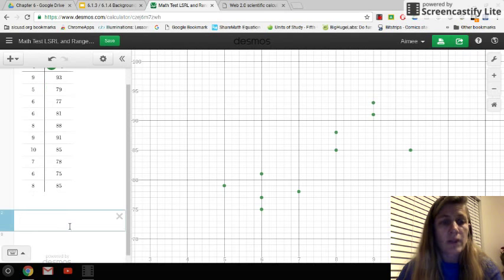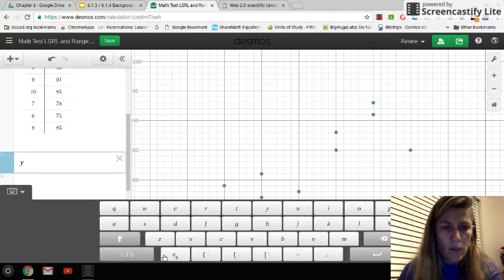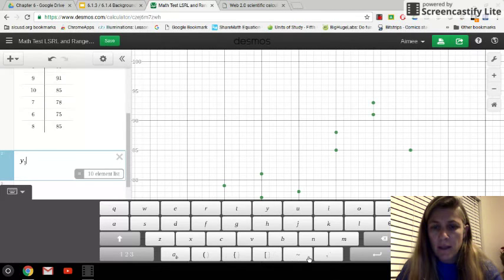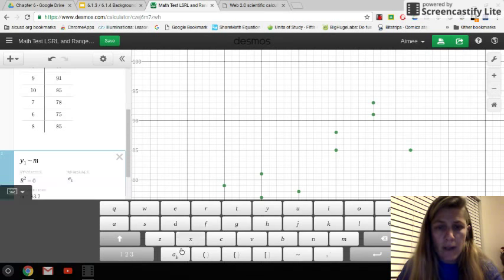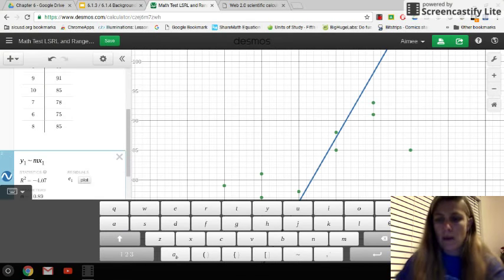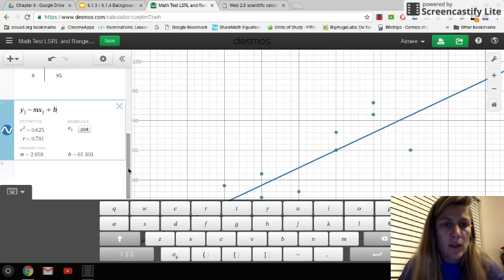We're then going to make it do the line of best fit by typing in y, bringing up our keyboard, ABC. y sub 1 tilde mx sub 1, bring it back up, plus b. Now that we have this, we officially know what our slope is. It's about 3, and we know what our y-intercept is, 61.3, rounding to the nearest tenth.